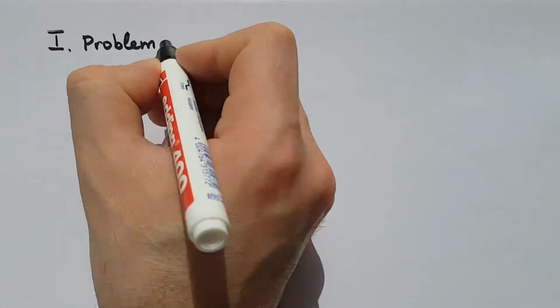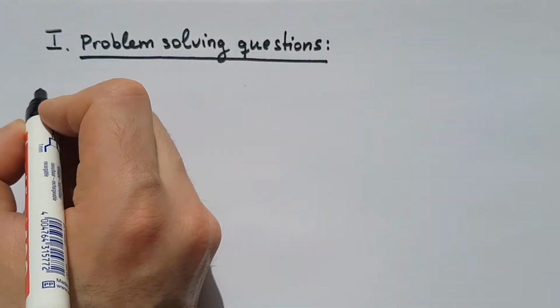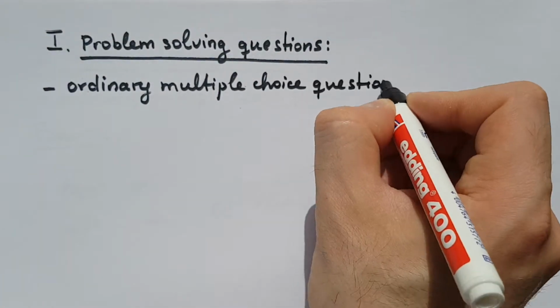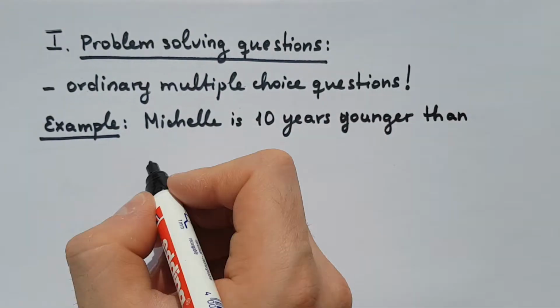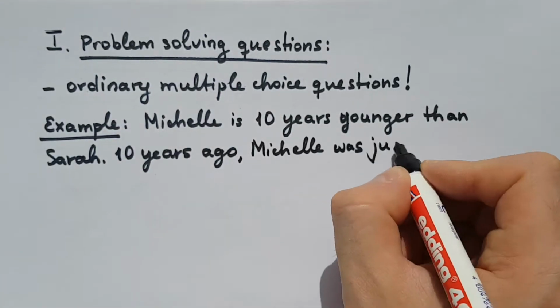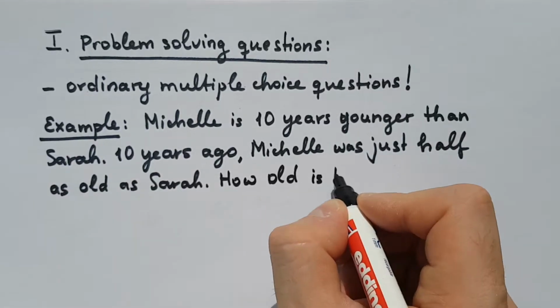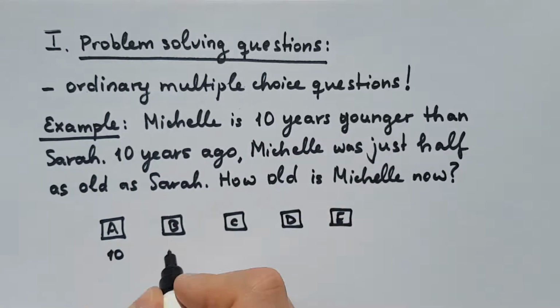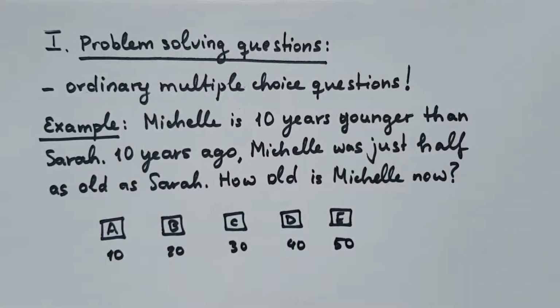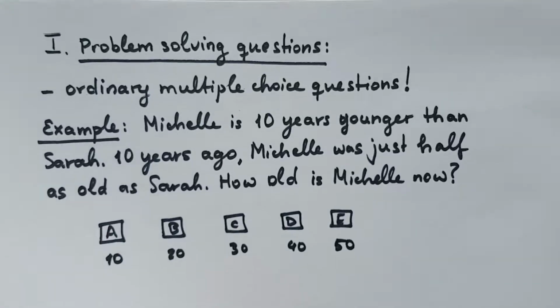So what are the problem-solving questions? These are the ordinary multiple choice questions. For example, Michelle is 10 years younger than Sarah. 10 years ago, Michelle was just half as old as Sarah. How old is Michelle now? The GMAT problem-solving questions have 5 choices for the correct answer. Here, the correct answer is B, and I will teach you the logic behind it.